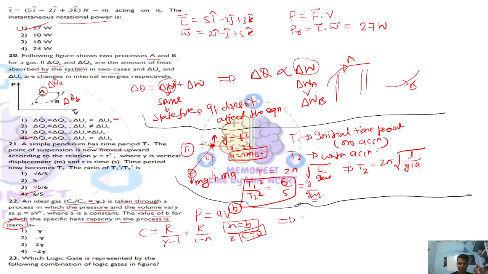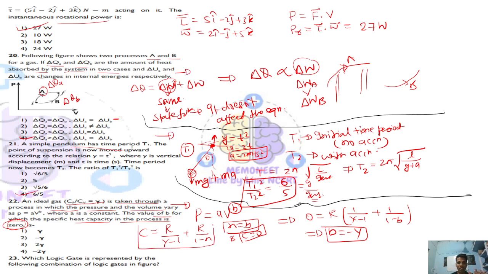So after solving it, 0 equals R times (1 by gamma minus 1 plus 1 by 1 minus B). From here we can easily get the value of B, which comes out to be minus gamma. Once you solve it out, it simply becomes minus gamma. Here in this question you are just given a relation and asked about a special situation based on the formula you studied about the general process of specific heat, the polytropic process. So option second will be the correct answer.